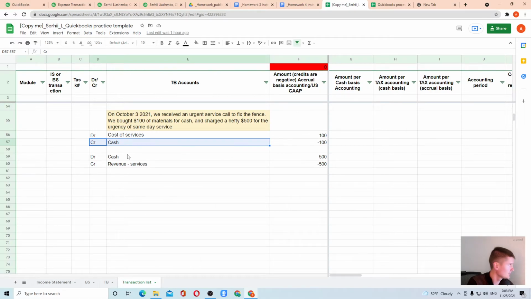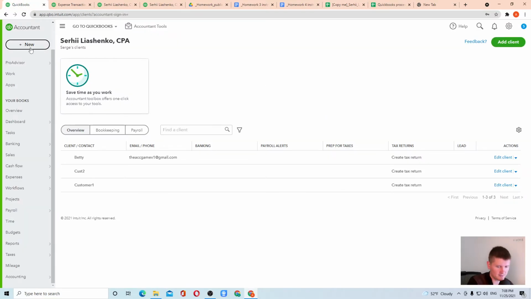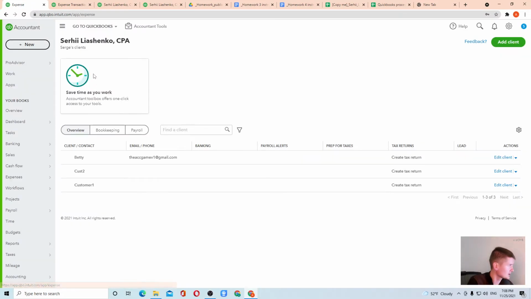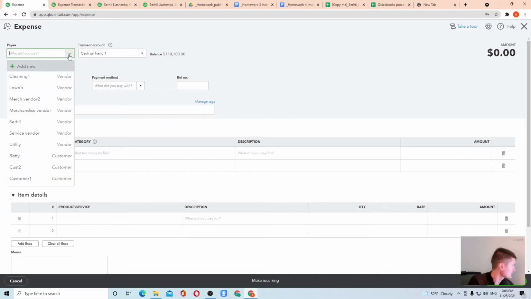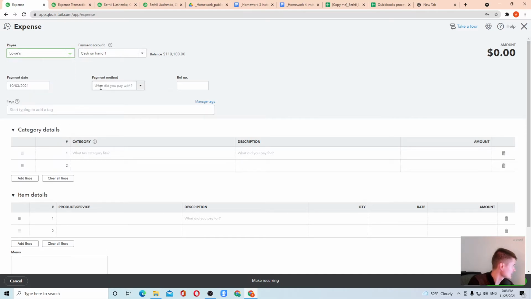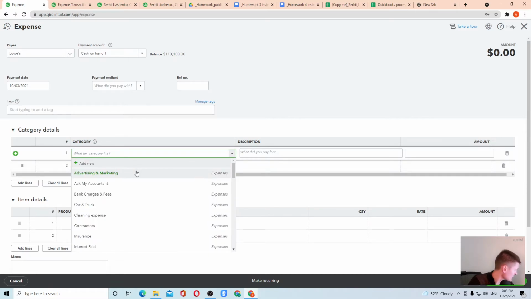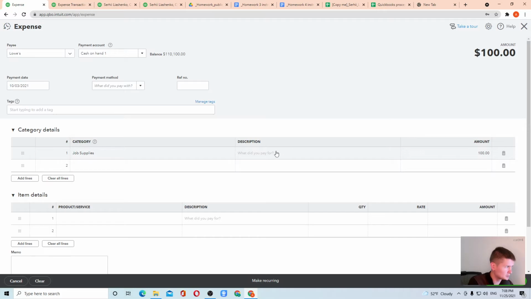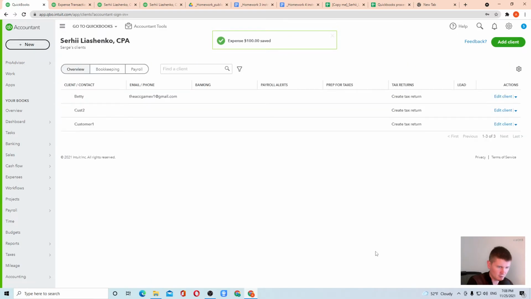Okay, now we do the expense part. Let's go back here. Debit cost of sales, credit cash, $100. Whatever has to do with vendors, we do it through the vendors column in QuickBooks. And this one will be an expense. Cash expense is an expense transaction. Okay, we got an expense. Let's say we bought it at Lowe's. We use cash on hand. Category, job supplies, and $100. It is a best practice to put a lot of descriptions here, but I skip these parts just to save you some time.